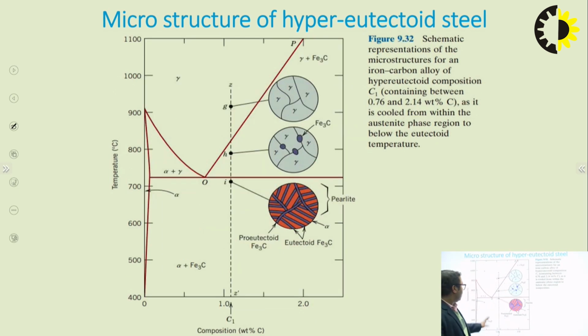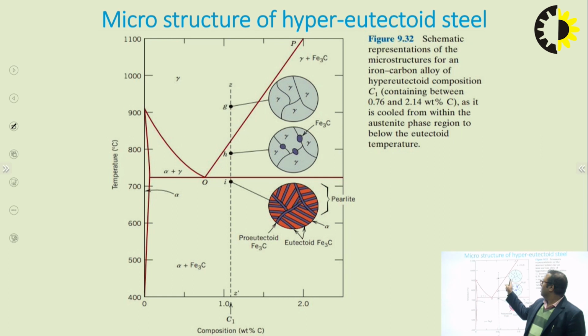Then coming to the hypereutectoid steels, when carbon percentage is from 0.8% to 2.1%, and when you draw one composition line, this composition line divides the curve into three regions. One is this and this. In this region, when you take one point, everything is in the austenitic phase. That's why a homogeneous austenitic phase has been formed.